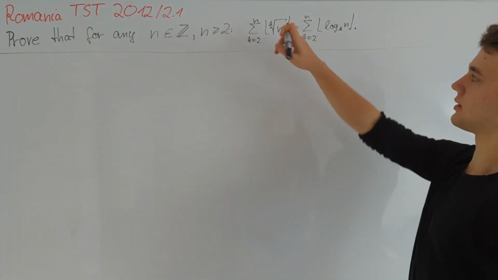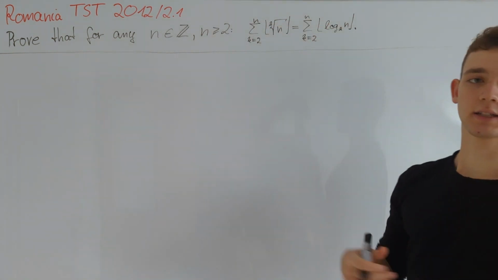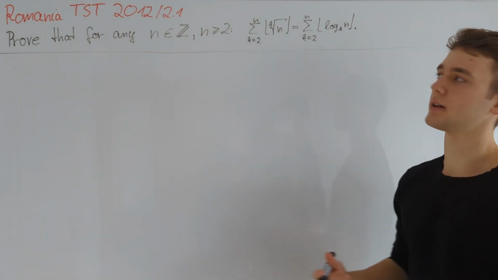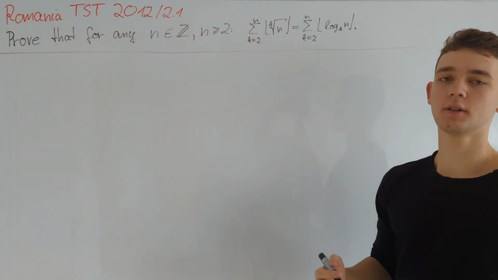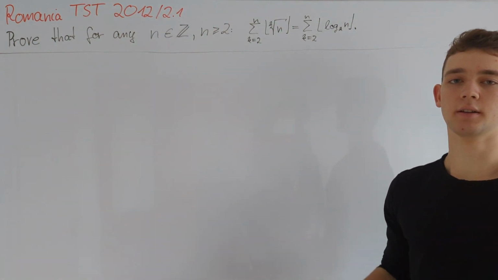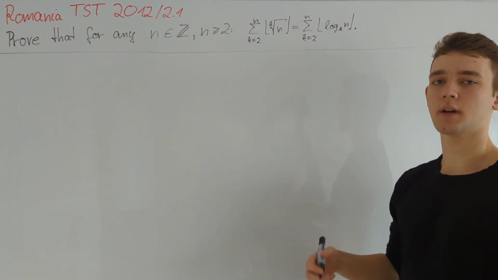We see that in this identity we have completely different summands on the left and on the right side. Therefore, it would be difficult to compare them directly. What we want to do is to shift our perspective.